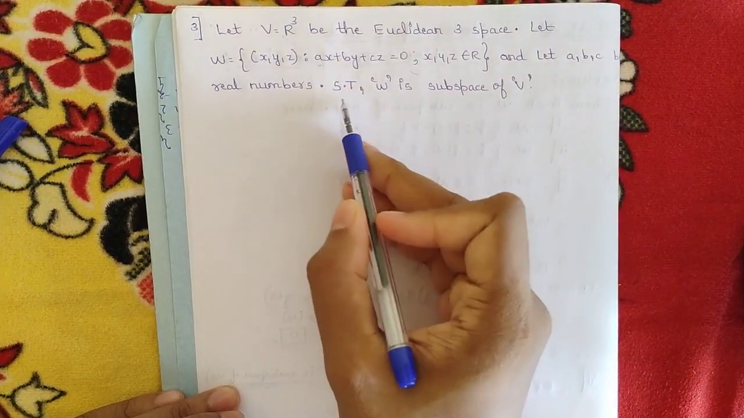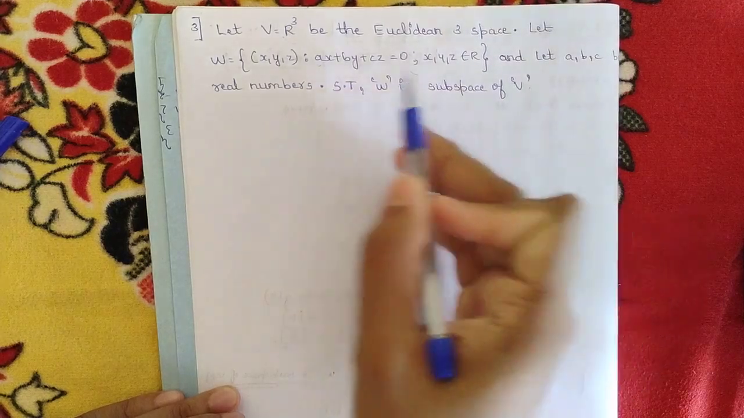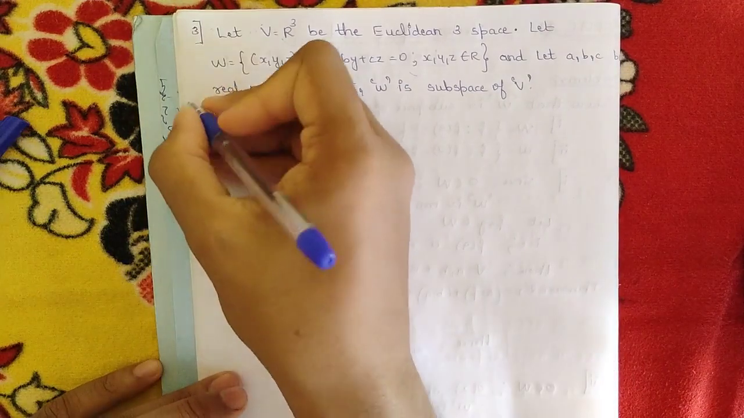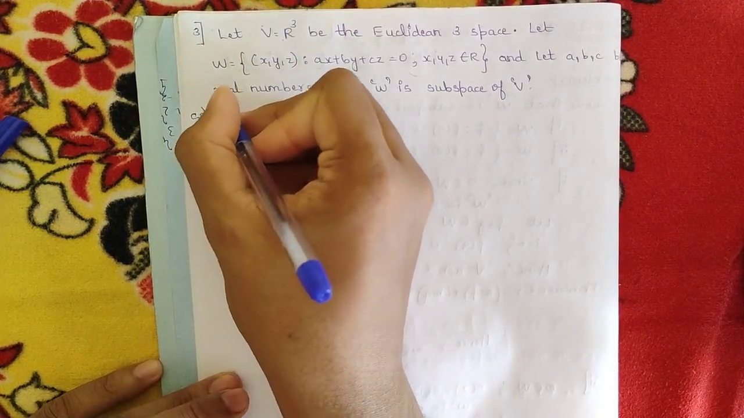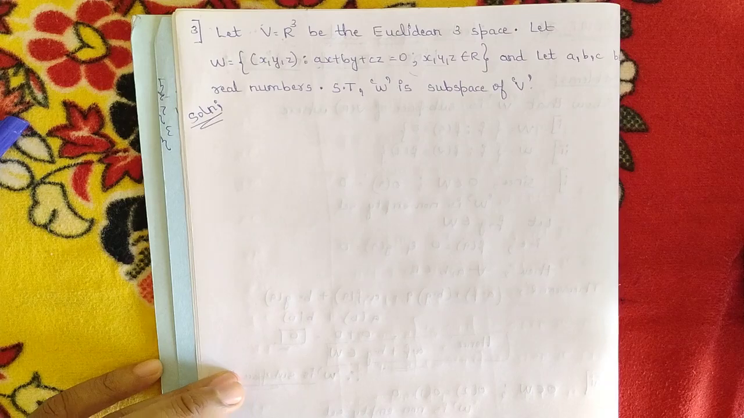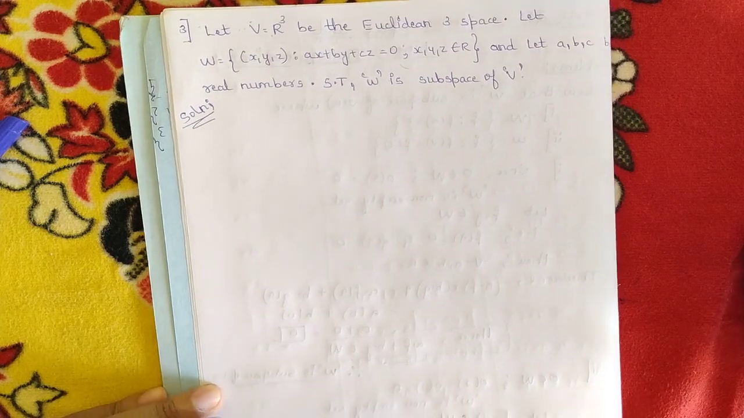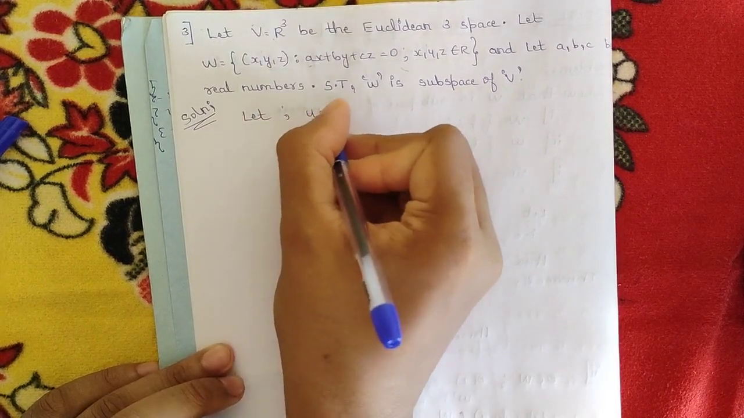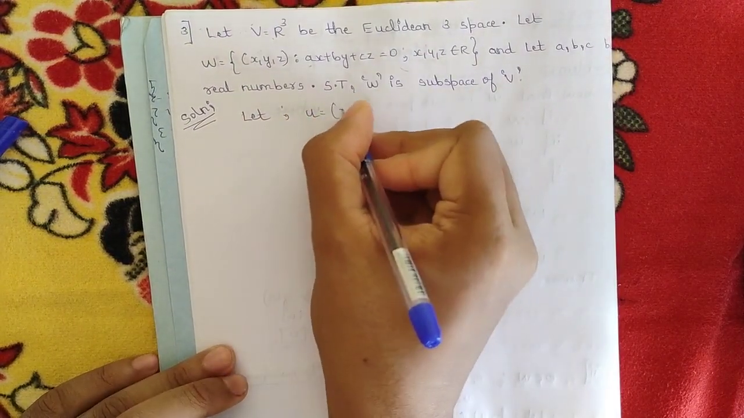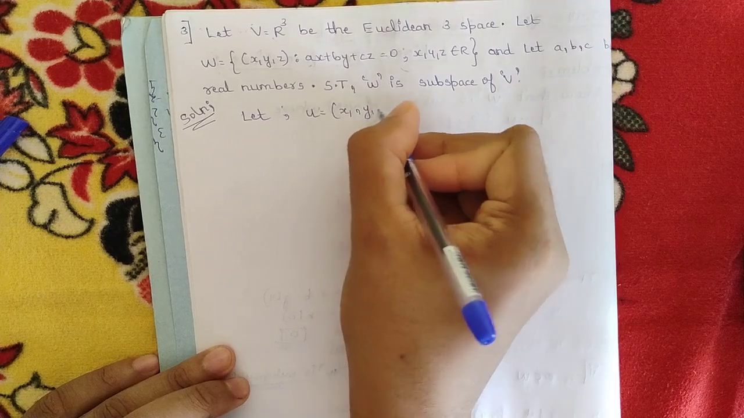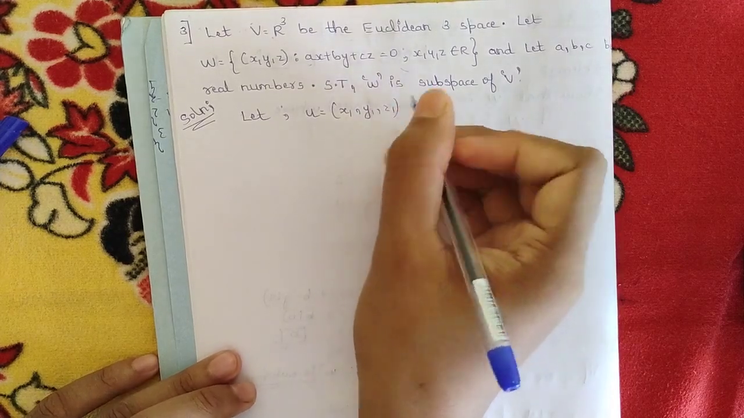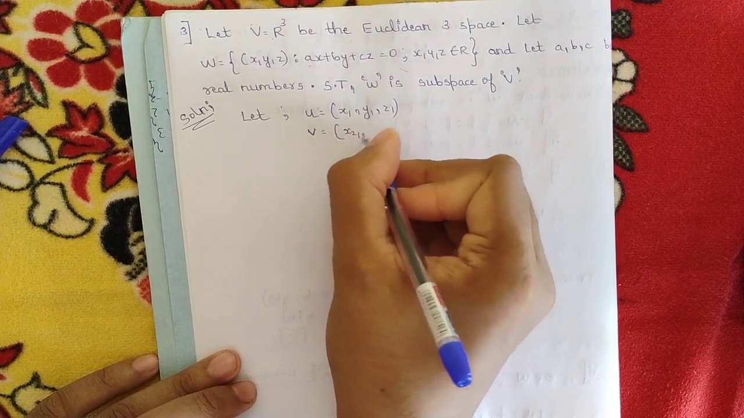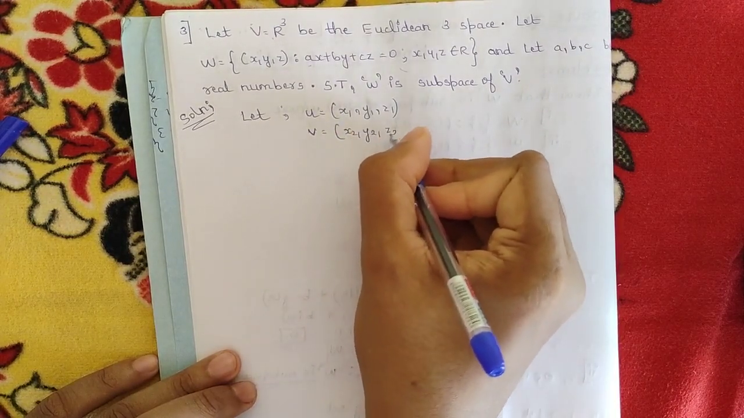So what we should be showing? We should be showing that W is the subspace of V. Okay, so how to show that W is the subspace of V? Let us solve and see how to do it. Let us solve using the second theorem condition. First, let U be equal to x1 comma y1 comma z1. Okay, and V be equal to x2 comma y2 comma z2.